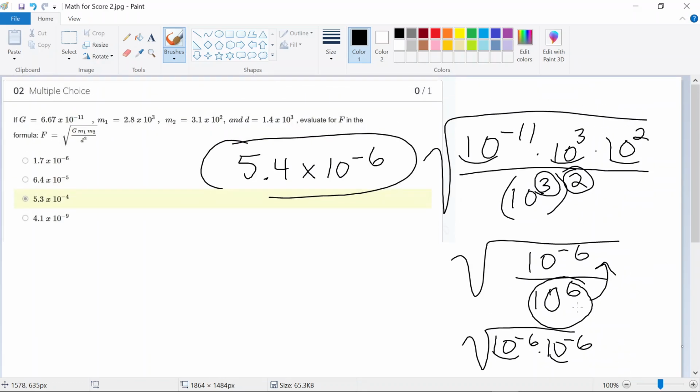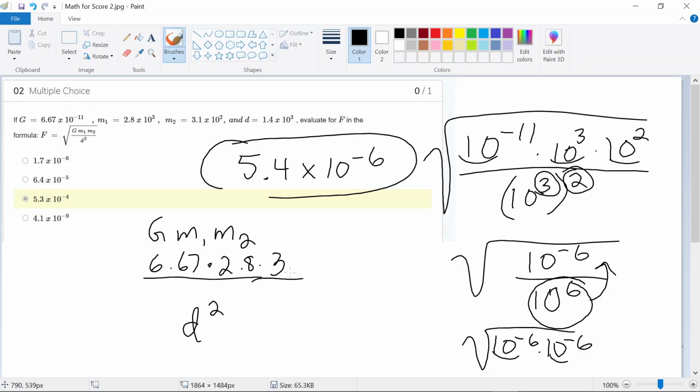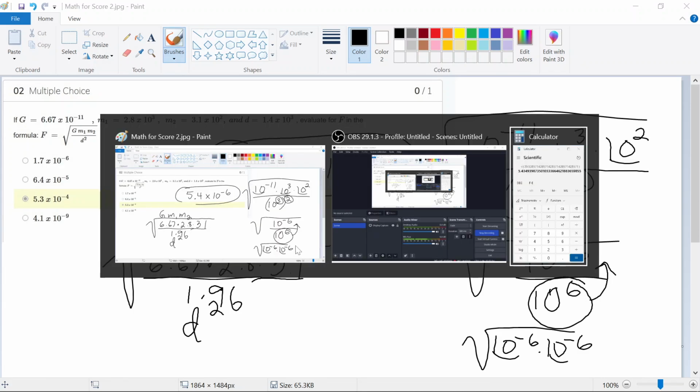Now I'm going to do the numbers. I have g times M1 times M2 divided by D squared. G is 6.67 times M1 is 2.8 times M2 is 3.1 divided by D squared. D is 1.4. D squared, work it on your calculator. I already did it earlier. It's 1.96. And then it's the square root of that whole thing. So 6.67 times 2.8 times 3.1 divided by 1.96. Then take the square root.